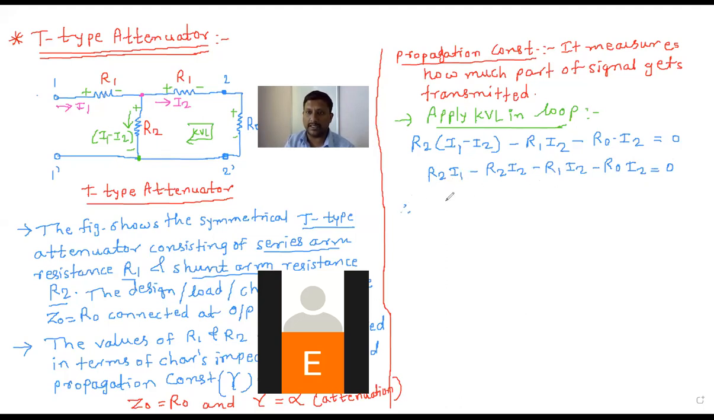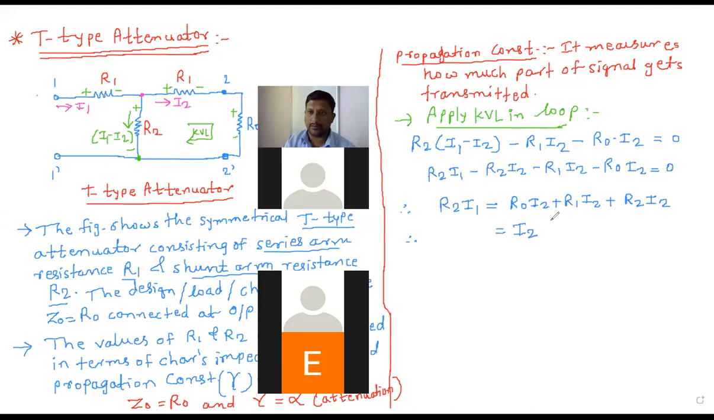So I1 is only one here, so I will keep it in the left hand side only. R2 into I1 as it is. This is minus, this is minus, this is minus, each consisting of I2. So take them to the right hand side. So that comes R0 into I2 plus R1 into I2 plus R2 into I2. What can you take common from these three? I2. Yes, I2 take common. After taking I2 common, what will it be? R0 plus R1 plus R2.